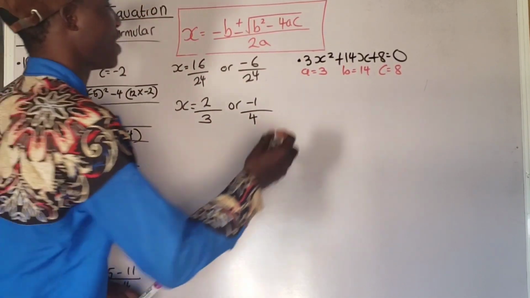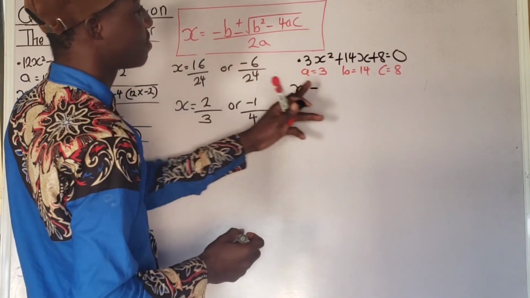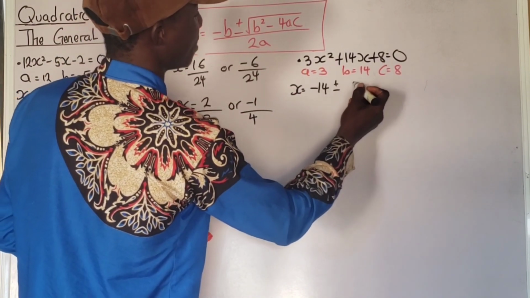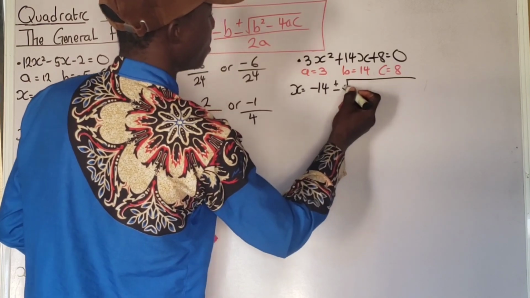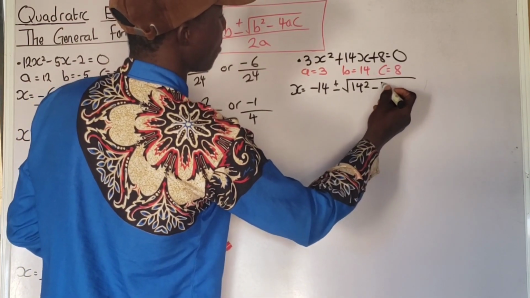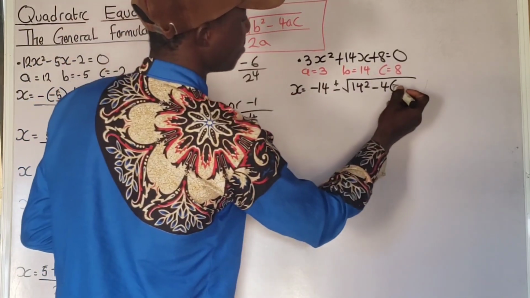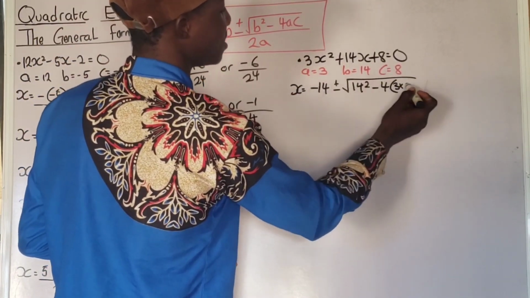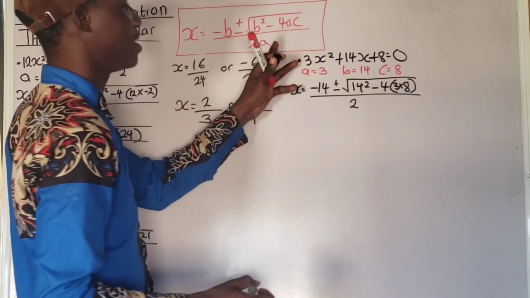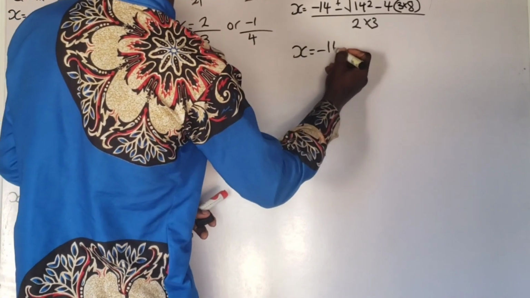So I'm going to have x equals minus b. Minus b is minus 14, plus or minus the square root of b squared. B is 14, so I'm going to have 14 squared minus 4 multiplied by a. A is 3, so 3 multiplied by c. C is 8, all over 2 multiplied by a. A is 3, so I'm going to have 2 times 3. x is equal to negative 14 plus or minus.